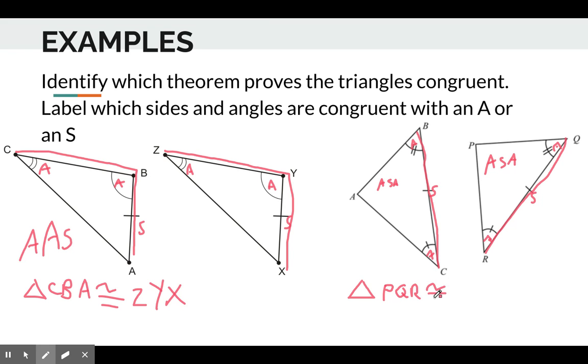Now we say that that is congruent to triangle. Since we put P first, that means we have to put A first because that's the corresponding. Since we put Q, that matches with B, and R went last, so that means C goes last. Okay, there you go. There's those examples.